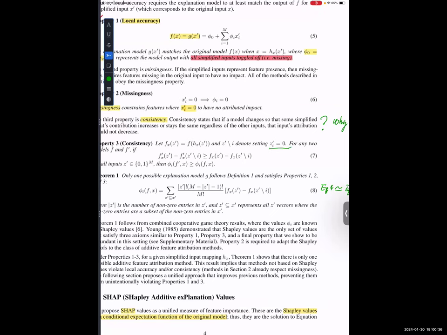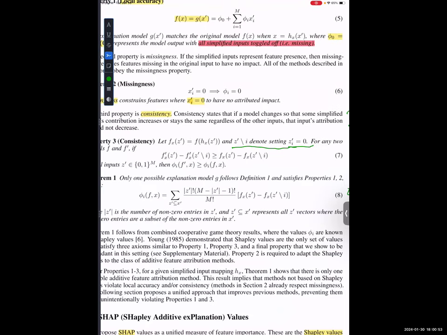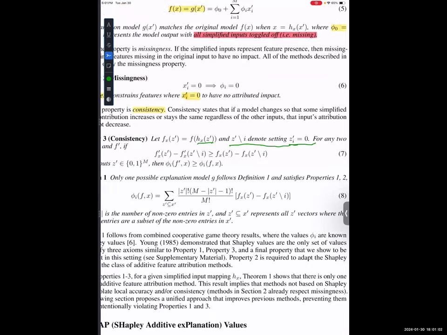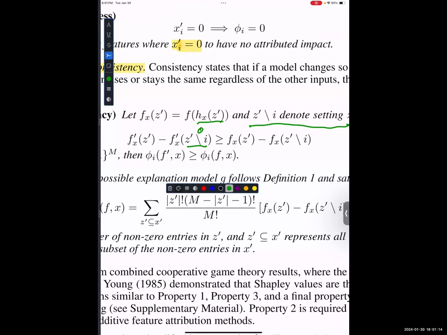Z prime equals zero, that basically means that feature is not there. So yeah, this is a really odd definition. So z prime backslash i means that feature is not there. And this basically means convert back into an original feature. So we have this function, where zero means the feature is absent, and we have z prime. Oh wait, this is the simplified z prime. Why don't I see h_x there? Is this a typo? Oh no, I'm sorry. So they call this f_x. Okay, sorry. It is h_x, but they apply f_x directly here.